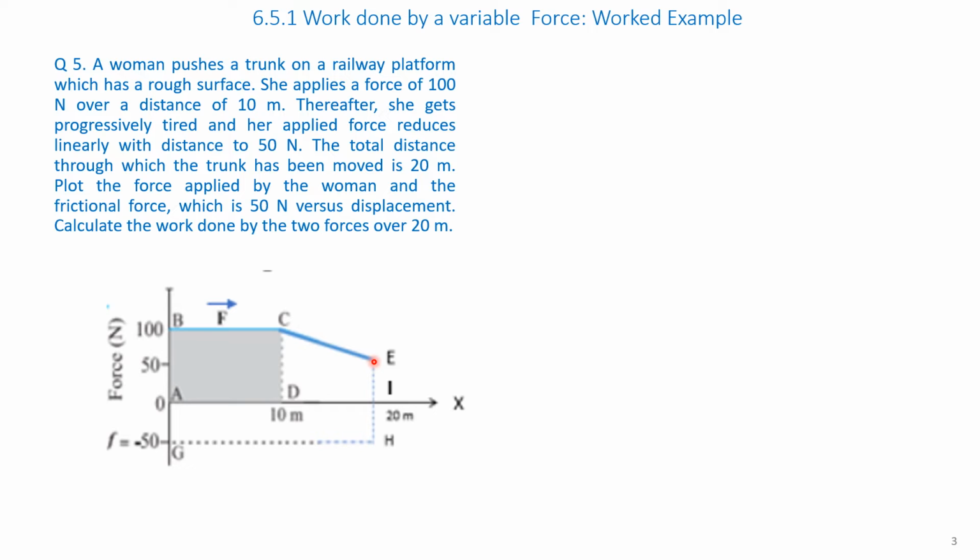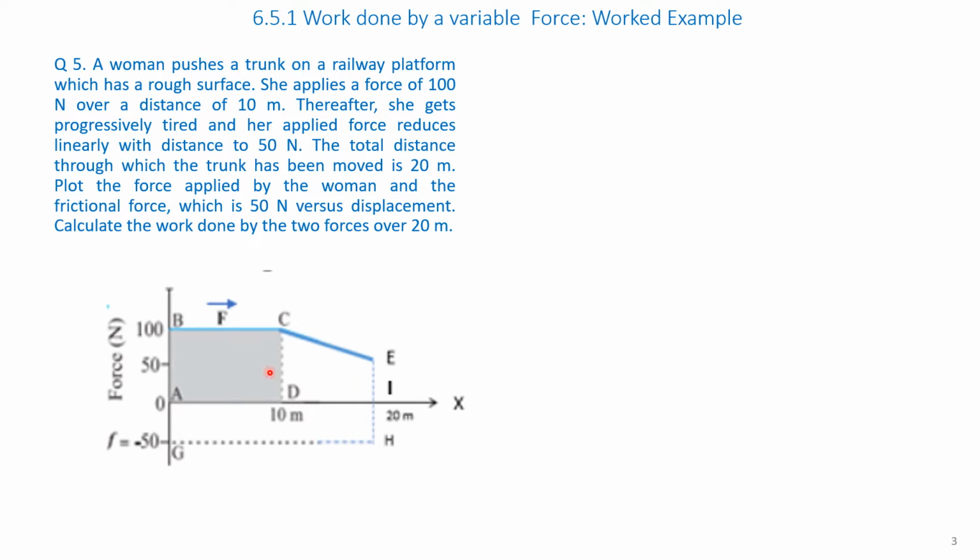This figure shows the frictional force, which opposes the main force applied by the woman, as minus 50 newtons. It is shown on the negative y side, that is F friction is minus 50, and the friction is constant all through up to 20 meters. This is the plot of the work done by the woman, that is, the plot of force versus displacement.